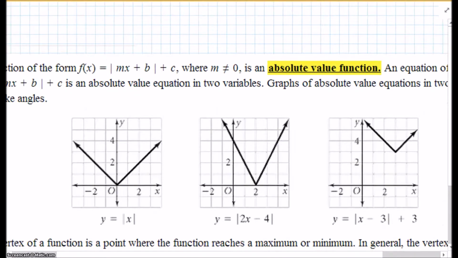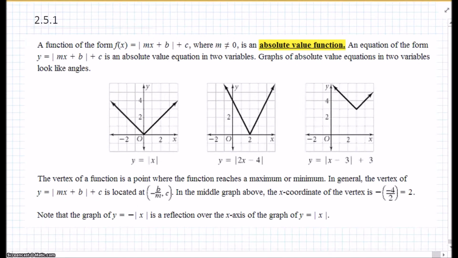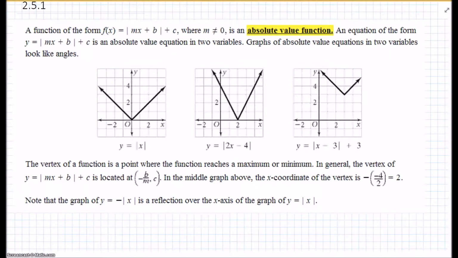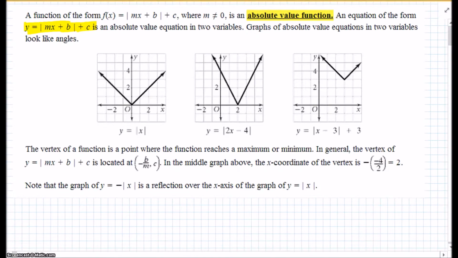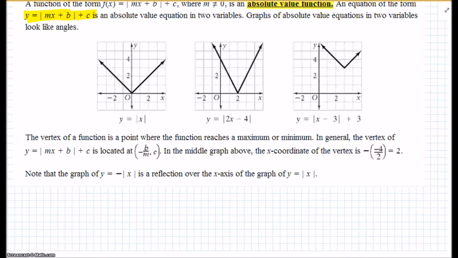When m does not equal 0, that is what an absolute value function is. An equation in the form of y equals the absolute value of mx plus b plus c is an absolute value equation with two variables. The graphs of absolute value equations in two variables, okay? Look like angles. The vertex of the function is the point where the function reaches the maximum or the minimum.